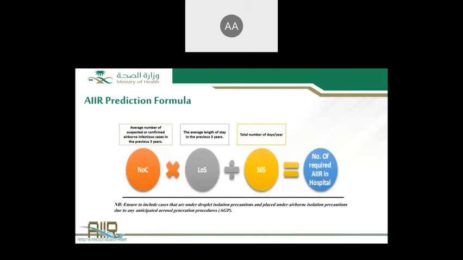We should mention here that we need to include the cases in the hospital that are already under droplet precaution, but are placed under airborne isolation precaution because it is anticipated that they will have an aerosol generating procedure. Any case in a healthcare facility or hospital that was under droplet precaution, but because of an aerosol generating procedure was placed on airborne isolation precaution, must be added to the average number of suspected or confirmed airborne infectious cases.